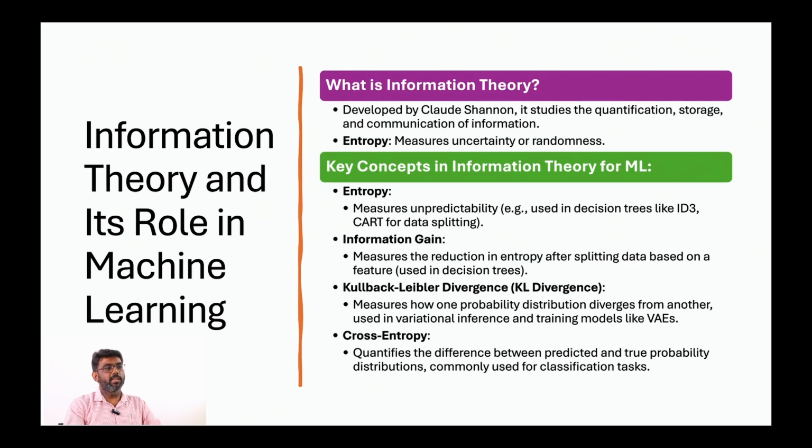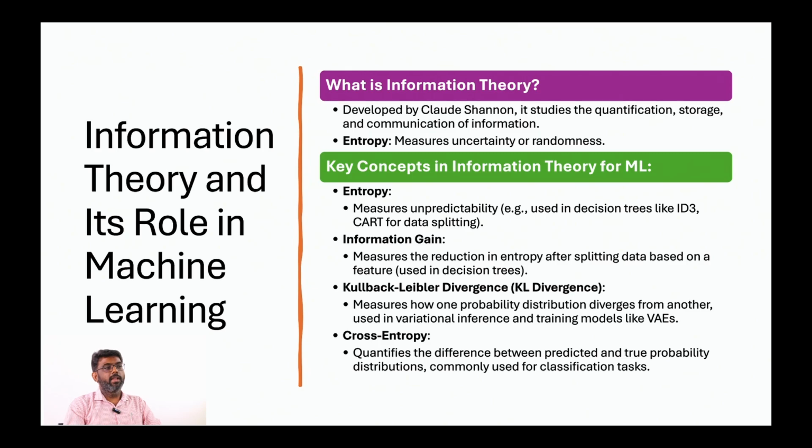What is information theory? Information theory was developed by Claude Shannon in the 1940s. It focuses on the fundamental limits of information transmission and processing. One of its key measures is entropy, which quantifies the uncertainty or randomness of a system. Entropy. In machine learning, entropy is used to measure the unpredictability of information content.